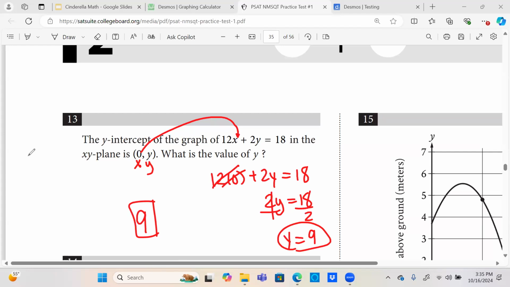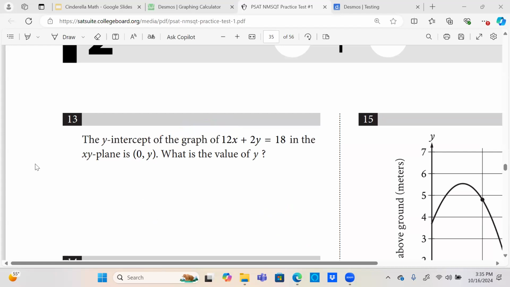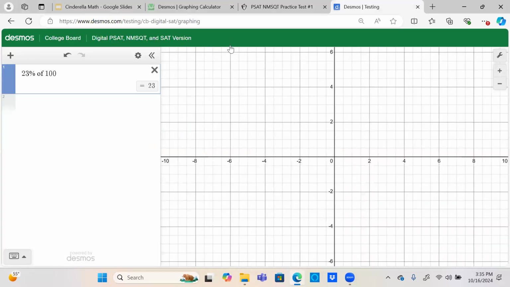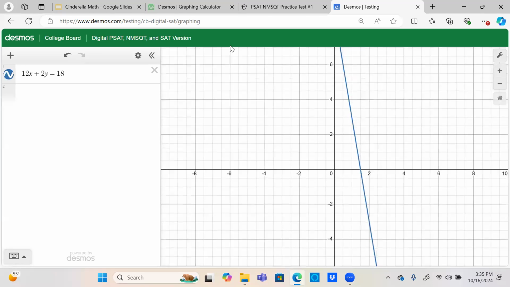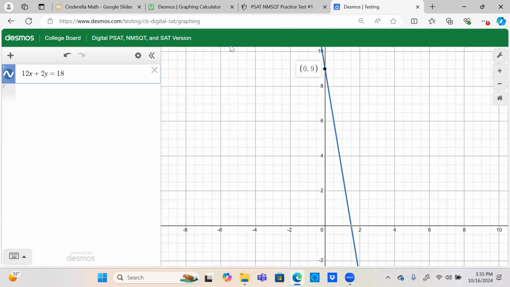But you could also just run this one through Desmos. 12x plus 2y is 18. And they want the y-intercept. So find where it hits the y-axis, at 9. So either way works for that one.